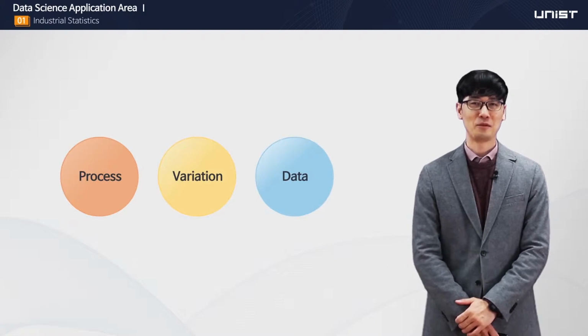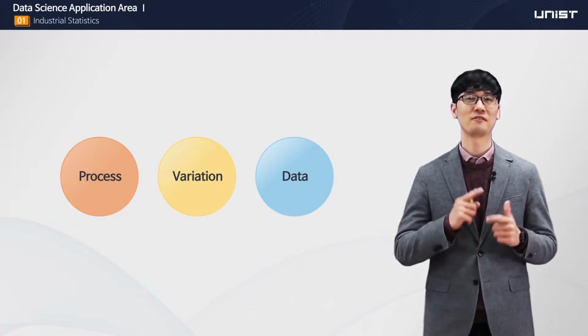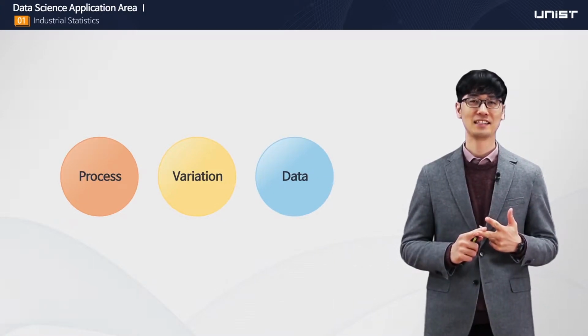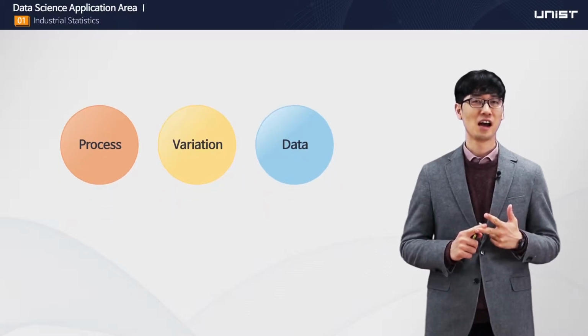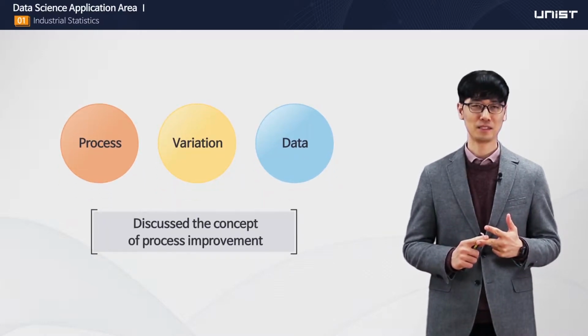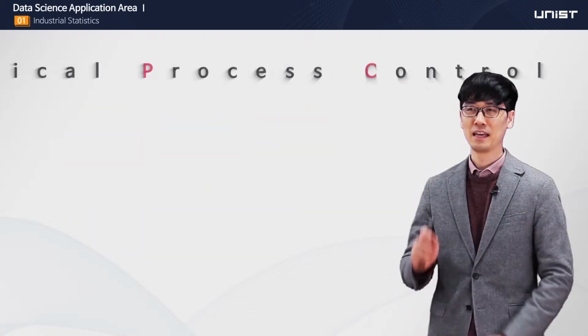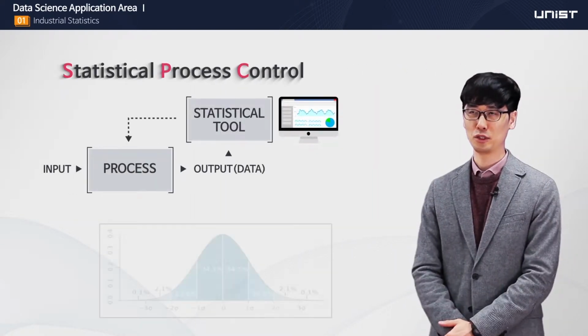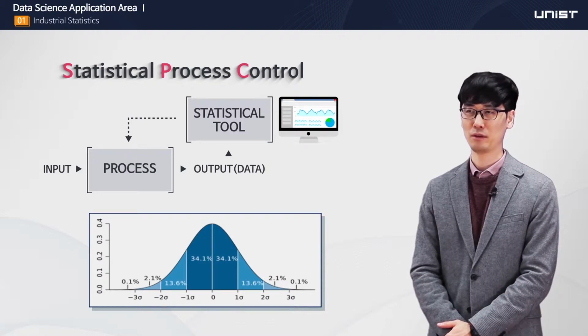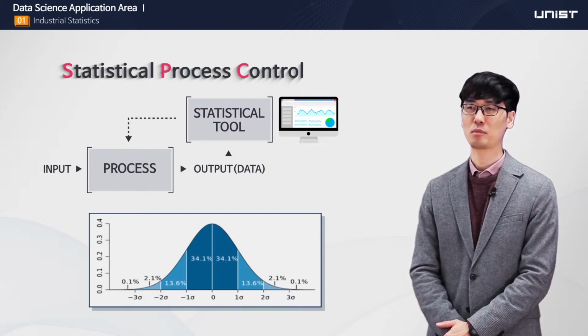In the previous time, we talked about process, variation, data, and statistical tools. Also, from their relationships, we discussed the concept of process improvement. In this time, I'm going to introduce one of the main statistical methods for process improvement called the statistical process control.